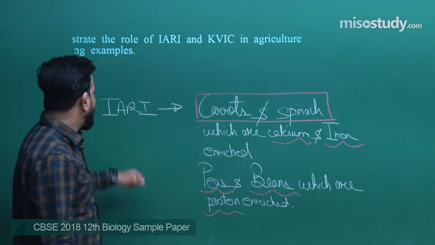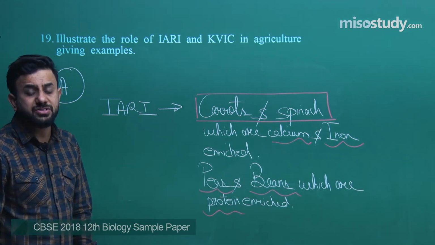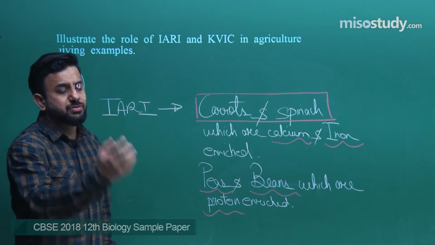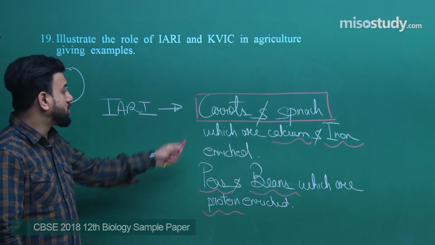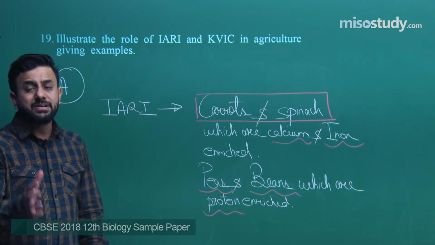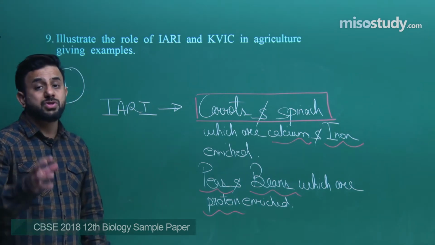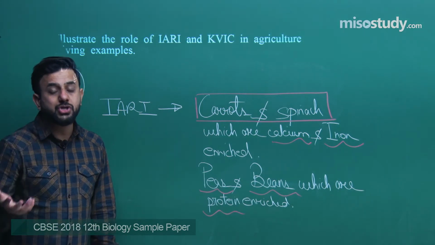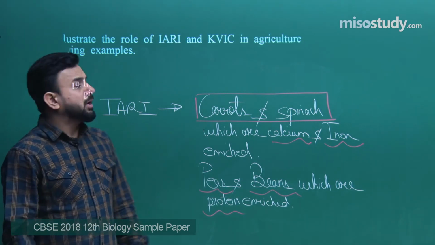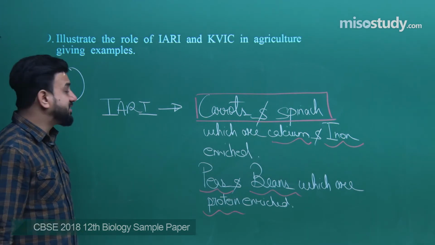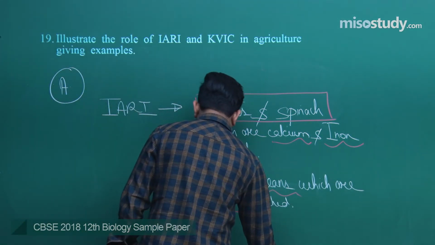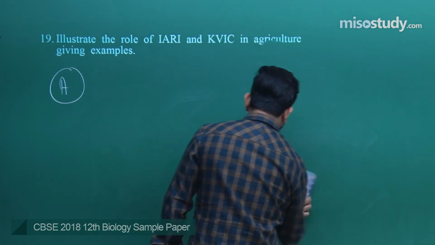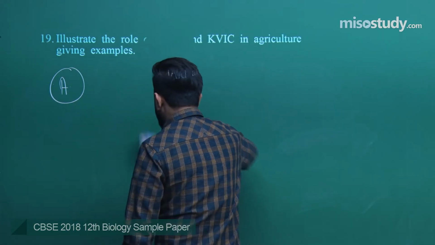So hence, this Indian Agriculture Research Institute is playing a very, very major role. It is developing carrot, which is vitamin A enriched, carrot and spinach, which is both calcium and iron enriched, and peas and beans which have a lot of proteins, and hence this will help in the nutrition of the people, right? So IARI. Now we will see KVIC. The KVIC is helping in the development of biogas.